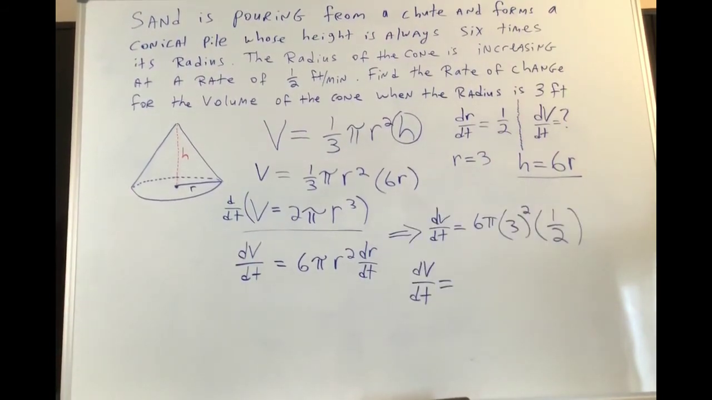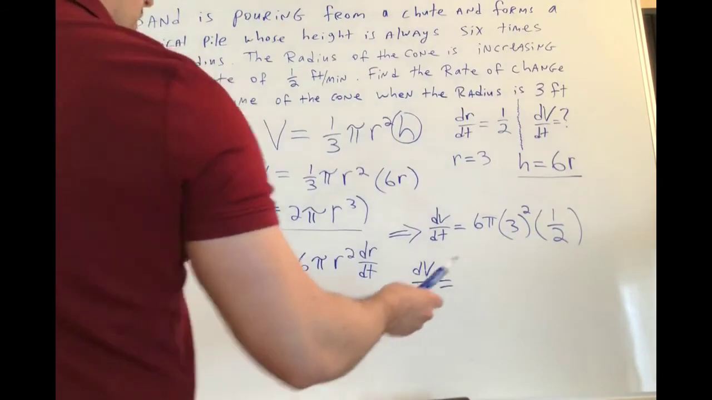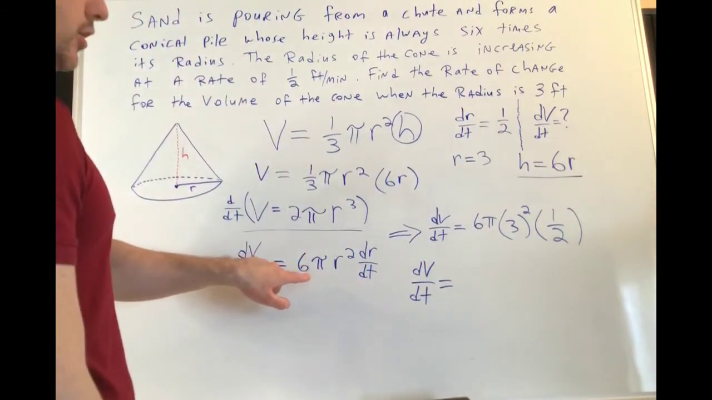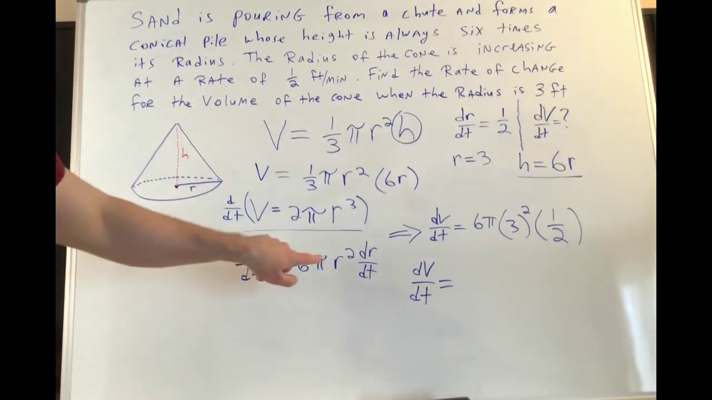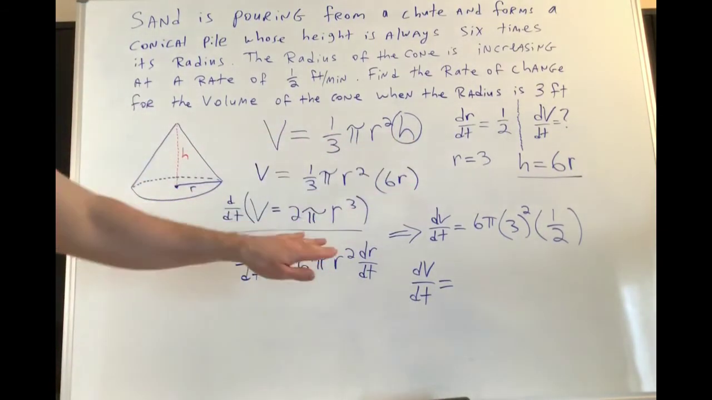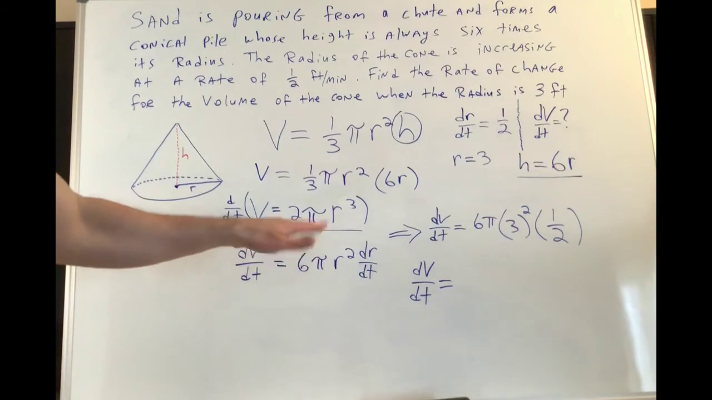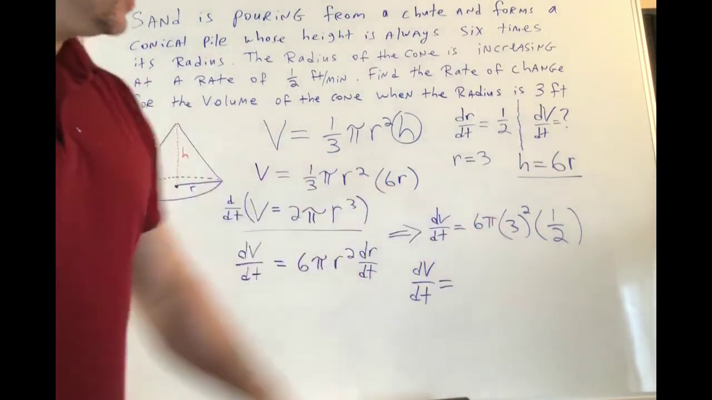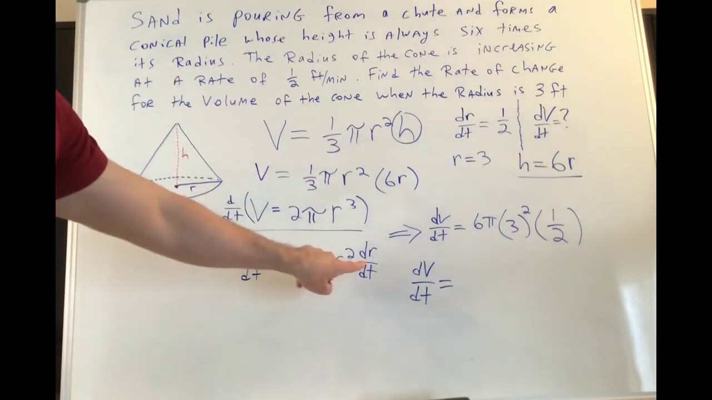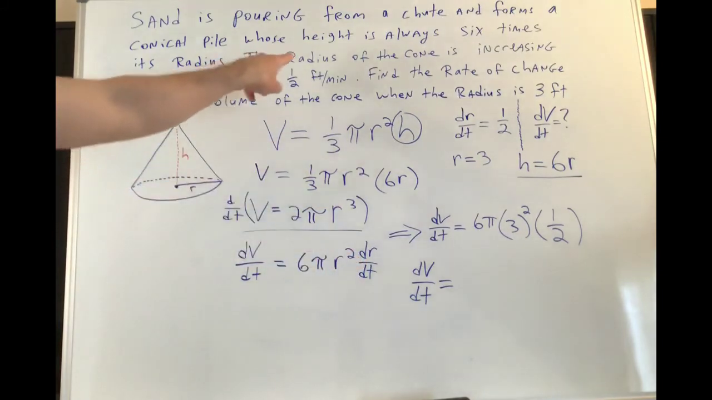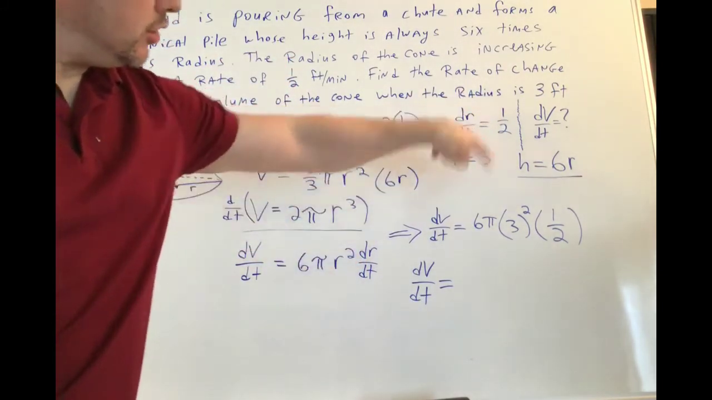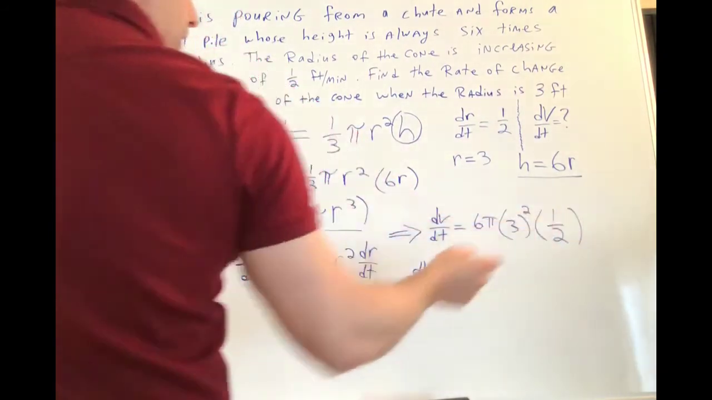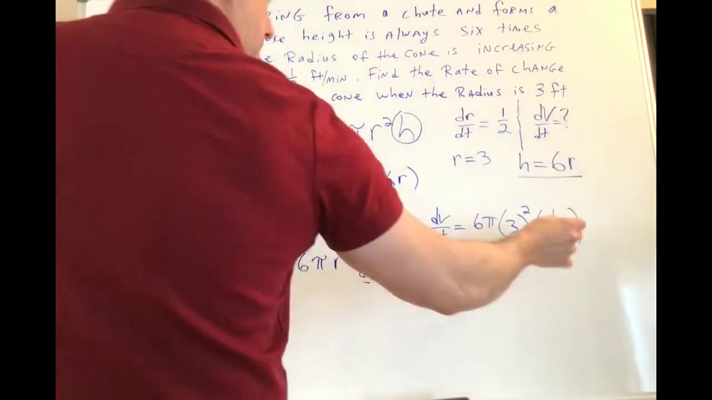All right, so I started my plugging in. 6 pi, you leave this alone. What the hell are you going to plug there? There's nothing to plug. Okay? Now, r, remember, I'm freezing my cone at the moment that the radius is 3. So r is 3. Plug that in. Now, the rate at which the radius was changing, the radius was increasing at a rate of 1/2. So where dr/dt is, you put the half. There it is. It was there, and I plugged it in.